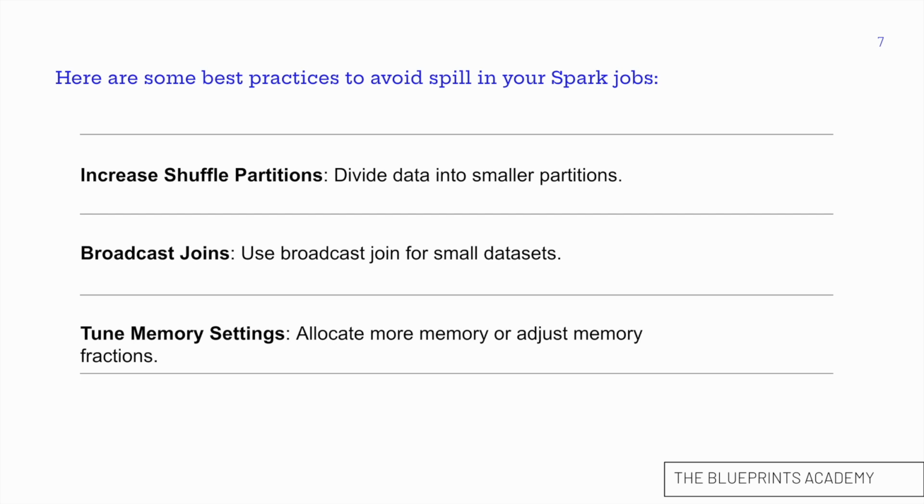So avoiding spill or making it less harmful to your job is a practice that you have to do based on your use case. There is no hard and fast rule to avoid a spill, but if you get a spill, then you can work on either of these 3 points and try to make your job work more efficiently.